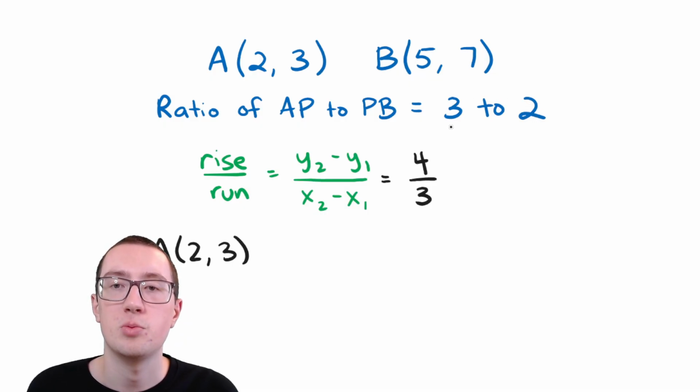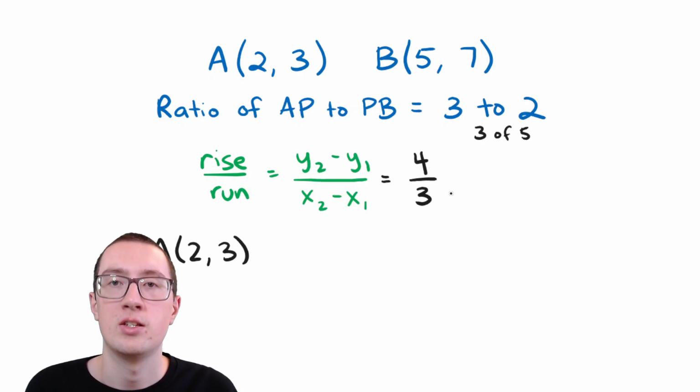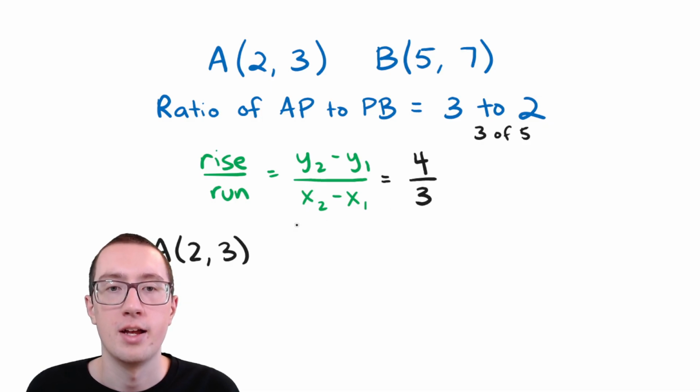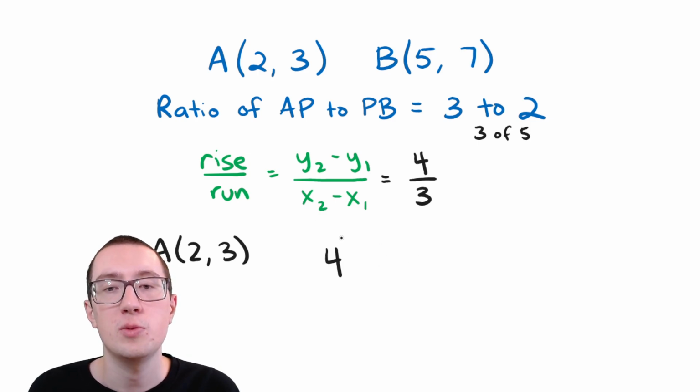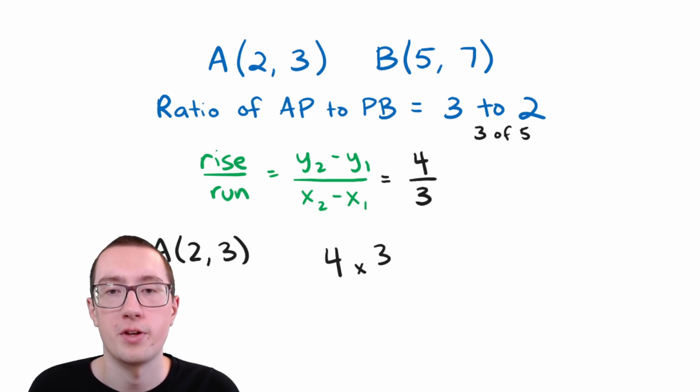So because A is supposed to be getting 3 out of 5 slices, that means that we need to take 3/5 of the rise and 3/5 of the run and add them to A. So first let's talk about our rise. Our rise is 4, but we want to only add 3/5 of the rise to point A. So we're going to multiply 4 times 3/5.